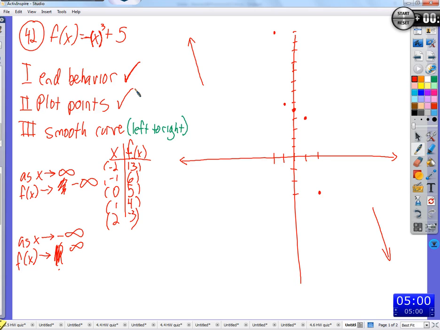We need to make sure that we go up and to the left and down and to the right. If our points make it look like we're going up and to the right, maybe we should reinvestigate either our end behavior or our points, and figure out which one of those is possibly off.